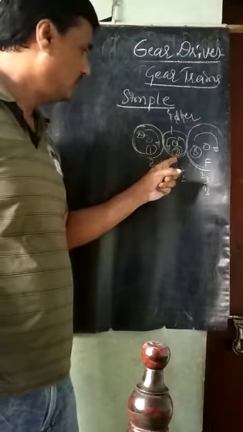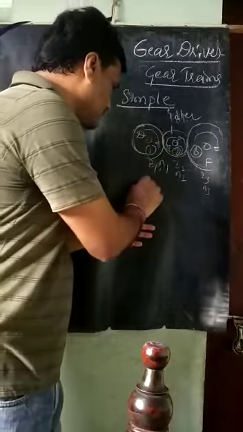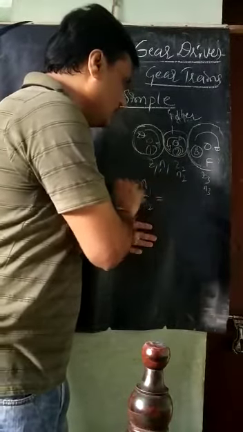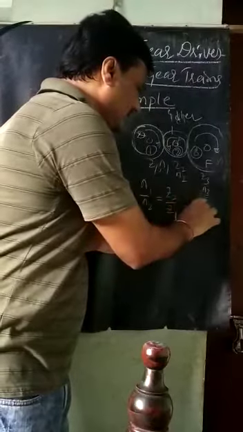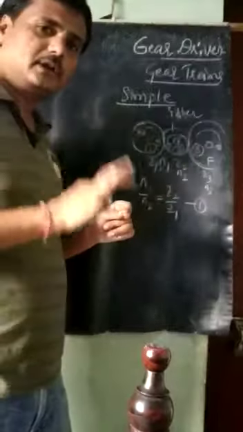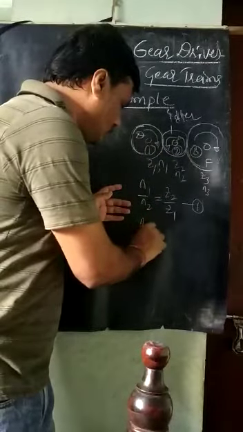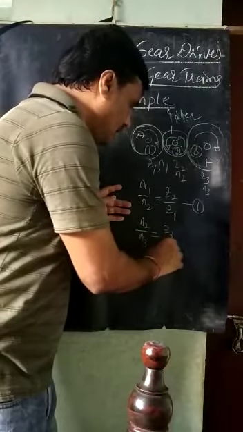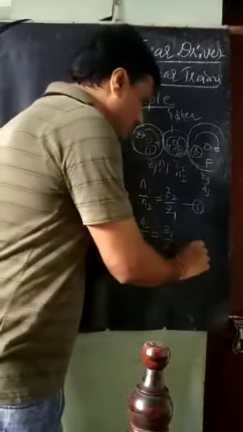So this is the driver and this is the follower. How to write this velocity ratio? N1 divided by N2 is equal to Z2 divided by Z1. This is equation number 1. Next, I will apply the velocity ratio for the second and third gears: N2 divided by N3 is equal to Z3 divided by Z2. This is equation number 2.